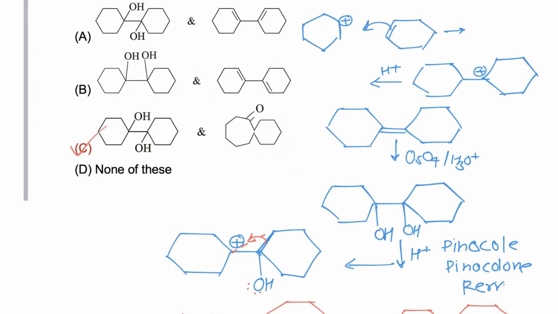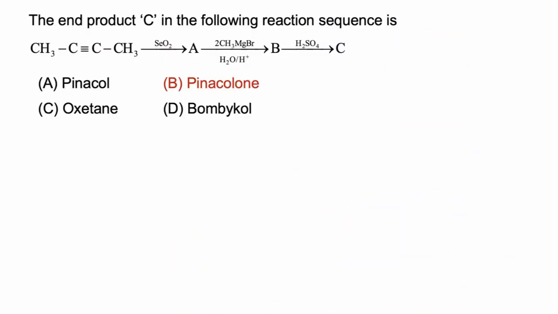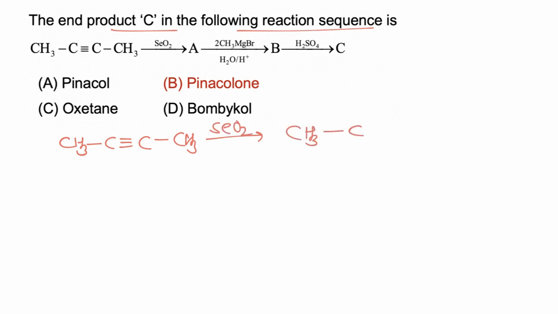C. In this reaction we have to find the end product for the given sequence of reactions. Now an alkyne is treated with selenium oxide. Selenium oxide is a non-selective reagent and it will react with a variety of molecules to form various types of products. On reacting with an alkyne, it will form a diketone.